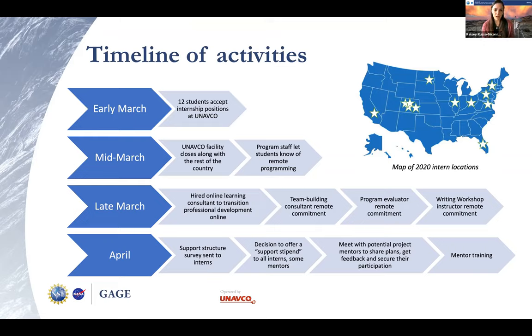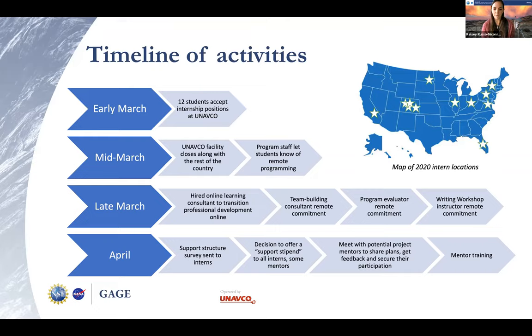And so by late March, we started figuring out how we were going to do this. We hired an online learning consultant to help us transition all the professional development materials online. From early March to late March, a lot of decisions were made on a very short timeline, and we just didn't have enough time to really plan this or to research communication tools or things we could teach ourselves how to do. So this online learning consultant really helped us make that transition. We had already had a team building consultant, a program evaluator, and a writing workshop instructor, so we did that just to get their remote commitment through there.